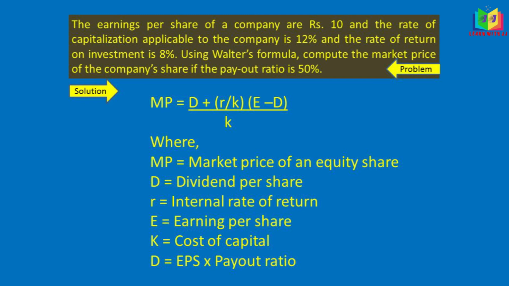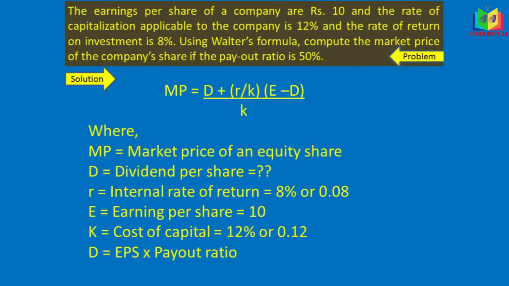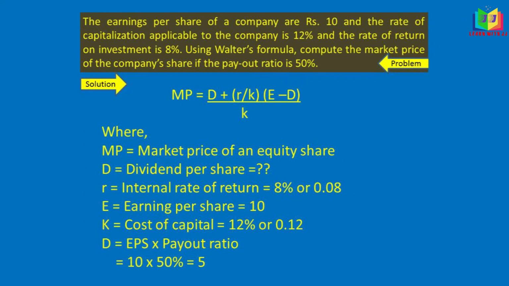Using this information we can calculate the market price. Here D we have to find, and R is given as 8%, so we can write it as 0.08, and E, that is earnings per share, is 10, and the cost of capital is 12% here, so we can write 0.12. And D we have to find using this EPS and payout ratio. EPS into payout ratio, we'll get D as 5.